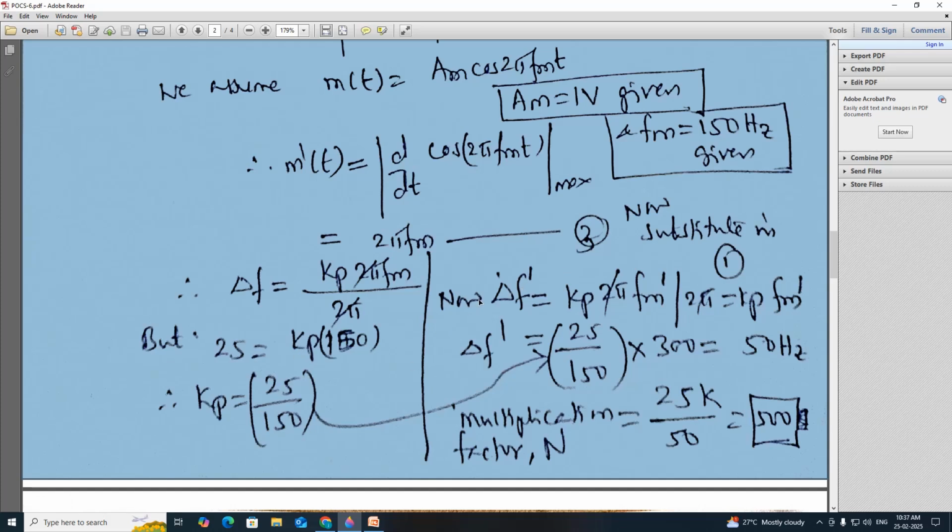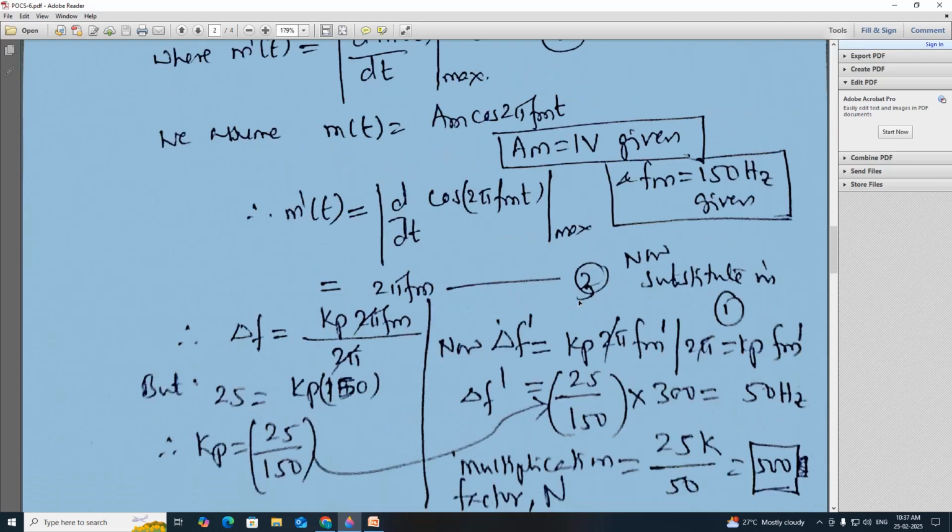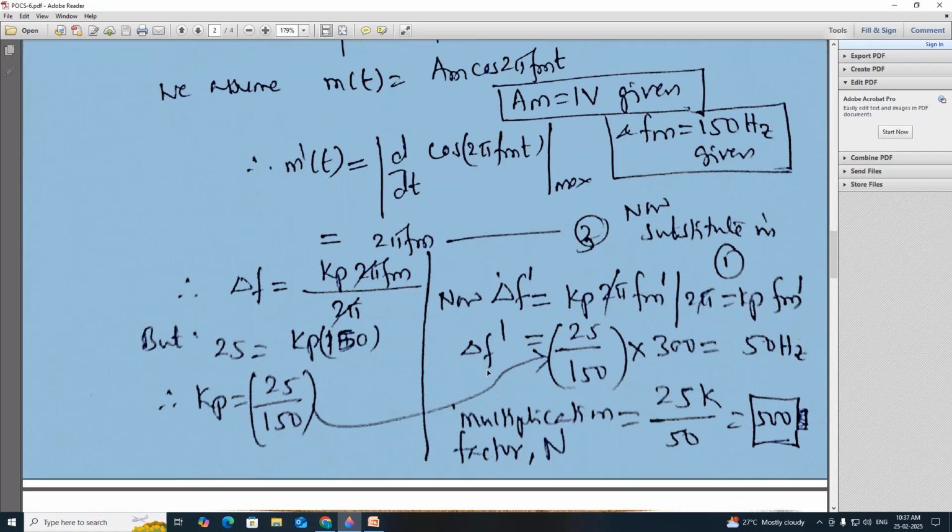Now we'll try to find the new frequency deviation delta f dash, using the same formula: Kp 2 pi fm dash divided by 2 pi. Instead of fm, it is fm dash. The 2 pi cancels, and this becomes Kp into fm dash. So Kp will not change. It is a constant.